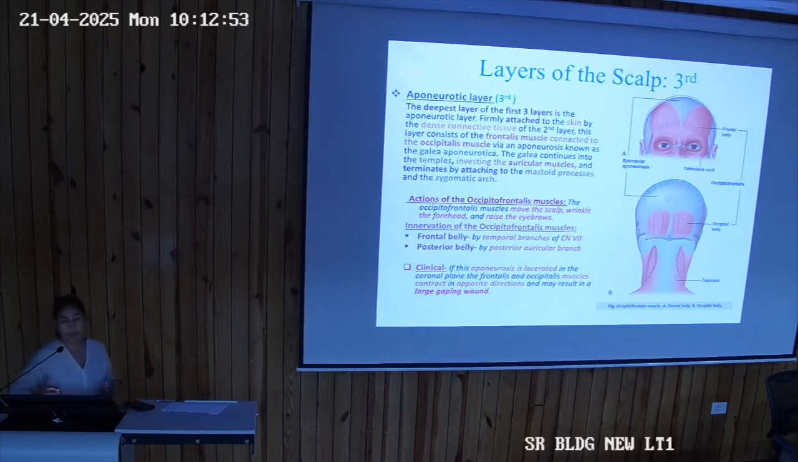Very sad if you cannot remember the name of cranial nerves. Sit down. So frontal belly of the occipitofrontalis muscle is supplied by the temporal branches of the seventh cranial nerve.